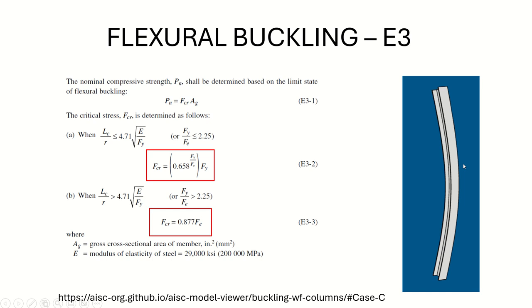Let's start with the equations. First of all, we have flexural buckling, which is chapter E3, and as you can see, there are two equations here to be applied that will depend on the value of the global slenderness of this member. The slenderness is considered as the length divided by the radius of gyration of the cross section, right? Now, why are there two equations?